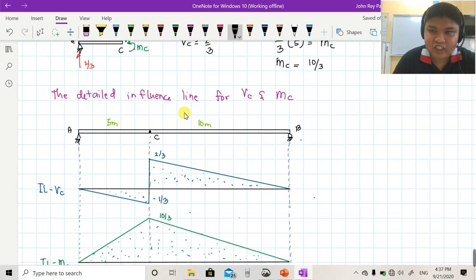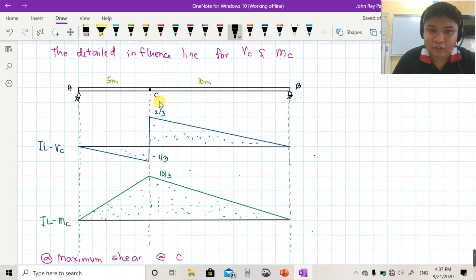So kapag in-sketch na natin yung detalyadong influence line, so let's say ito na siya, yung simply supported beam na 5 meters.